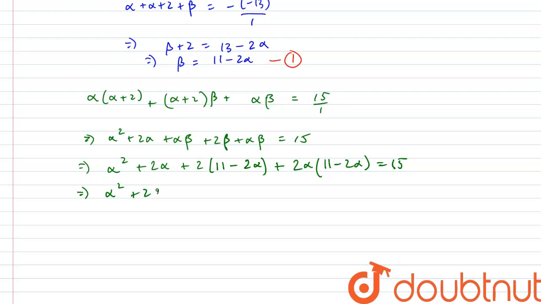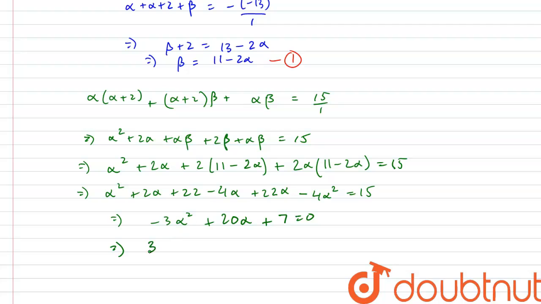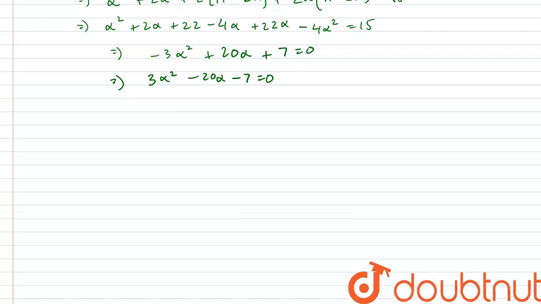We have alpha squared plus 2 alpha plus 22 minus 4 alpha plus 22 alpha, and then minus, we will have 4 alpha squared. This is equal to 15. This implies that we have minus 3 alpha squared plus 2 alpha minus 4 alpha plus 22 alpha. So that is plus 20 alpha, and then the constant term would be simply 22 minus 15, so we'll have plus 7 is equal to 0. We can rearrange by multiplying by a negative sign. 3 alpha squared minus 20 alpha minus 7 is equal to 0. So this is a quadratic equation in alpha, and of course it will have two values. So let us calculate those two values of alpha.